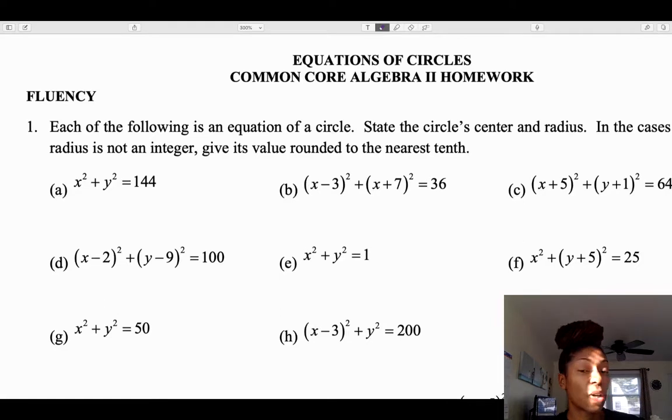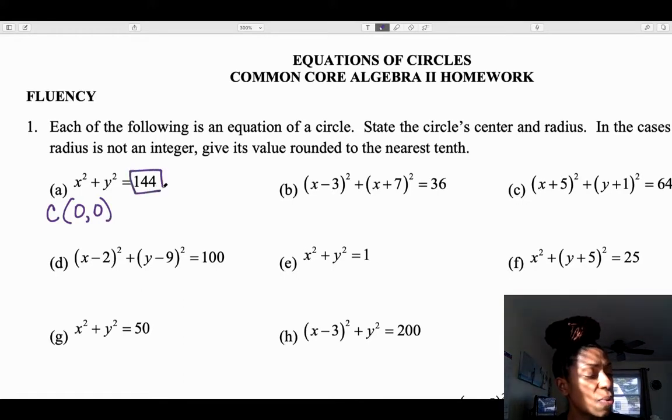So there are no transformations taking place here because the x is not being added or subtracted by any number, neither is the y. So that means that this circle is centered at the origin. So the center is (0, 0). The radius can be found by taking the square root of 144.